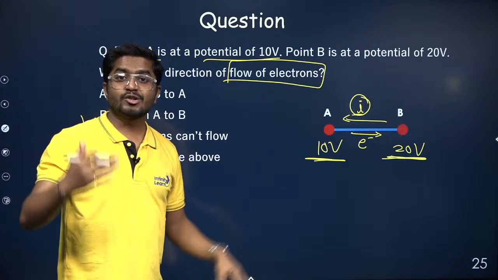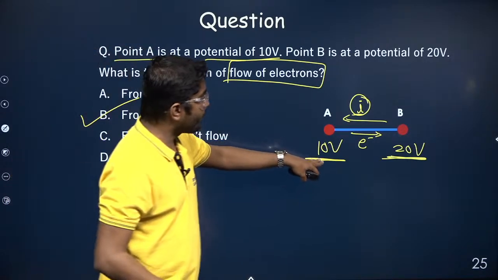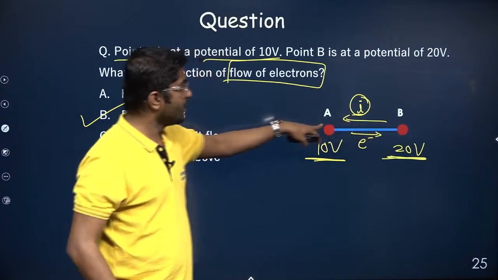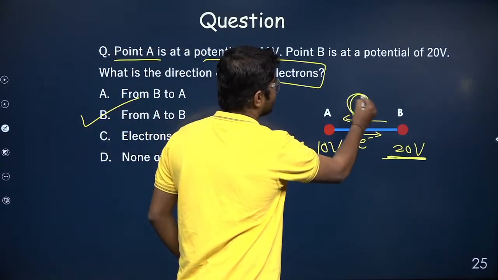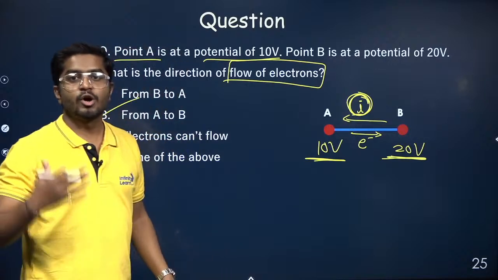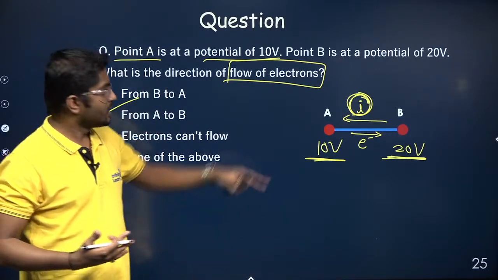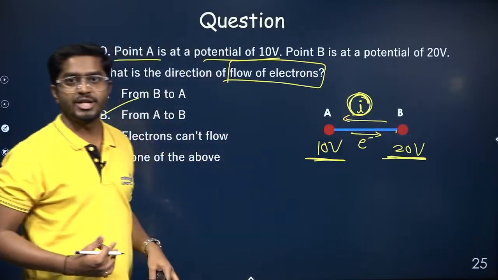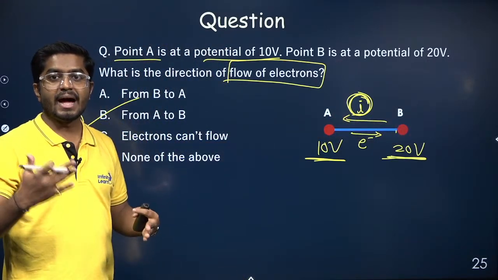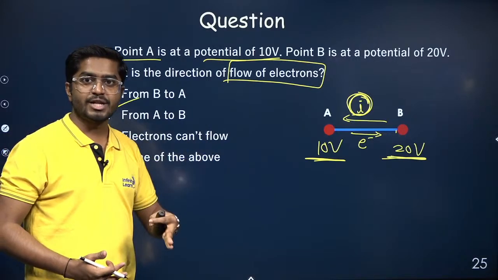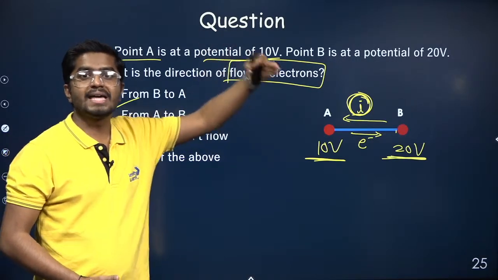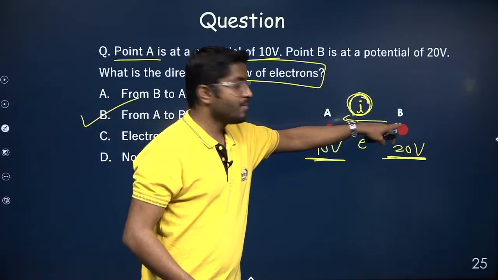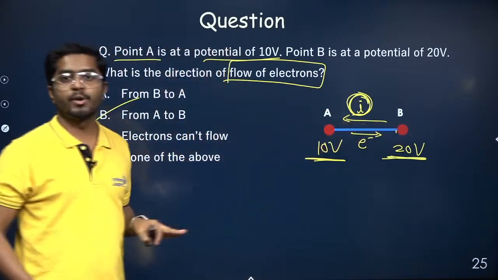Understood now? Electrons flow from lower potential to higher potential. Current flows from higher potential to lower potential. When I say current, this is the convention that we have chosen. The convention is that current flows from higher potential to lower potential, because we want to match, right? I gave you the example of gravitational potential. Water flows from higher potential energy to lower potential energy. Similarly, current flows from higher potential to lower potential. Clear?